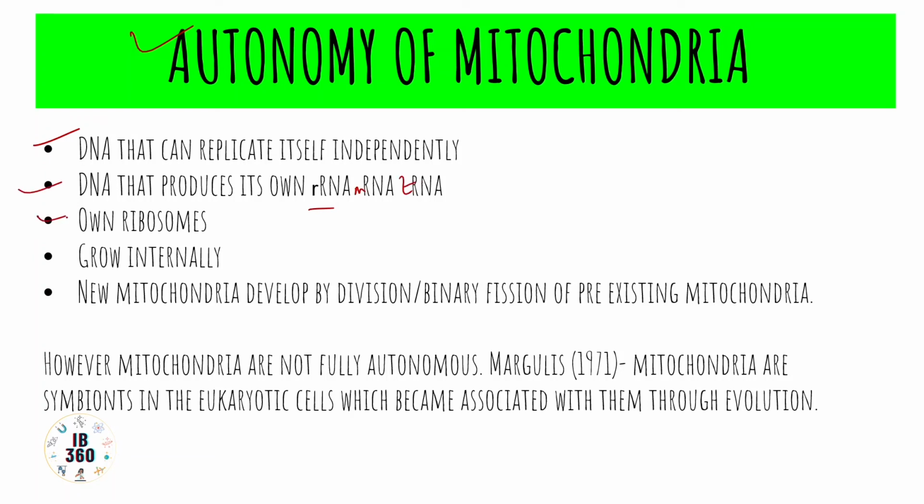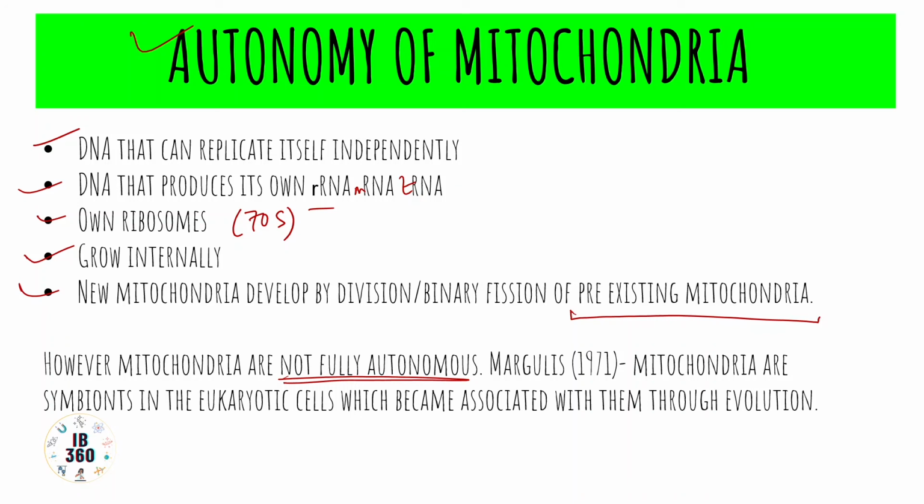The mitochondria can grow internally also, and new mitochondria develop by division or binary fission of pre-existing mitochondria. So all these points suggest that they can live independently, but they are not completely autonomous. They are not fully autonomous, because there are certain proteins which are required by mitochondria, but they get translated due to the genetic material which is found in the DNA inside the nucleus. So some part of it is also controlled from the nucleus. So that is why it is not entirely independent.